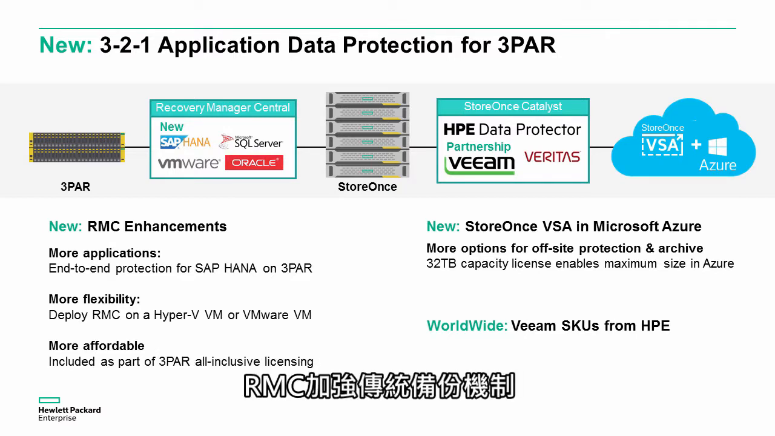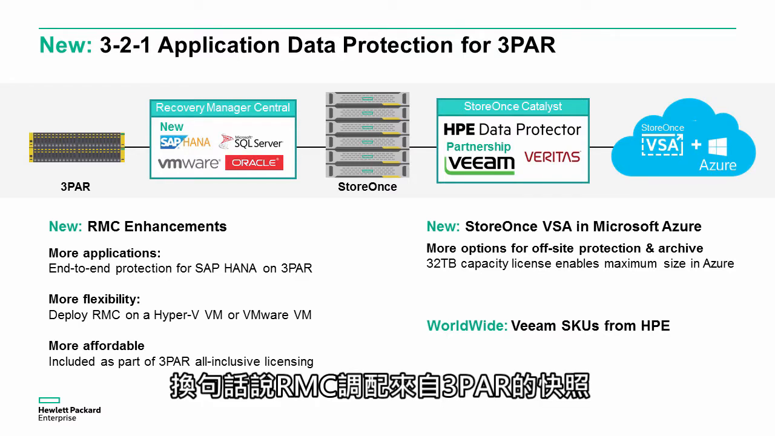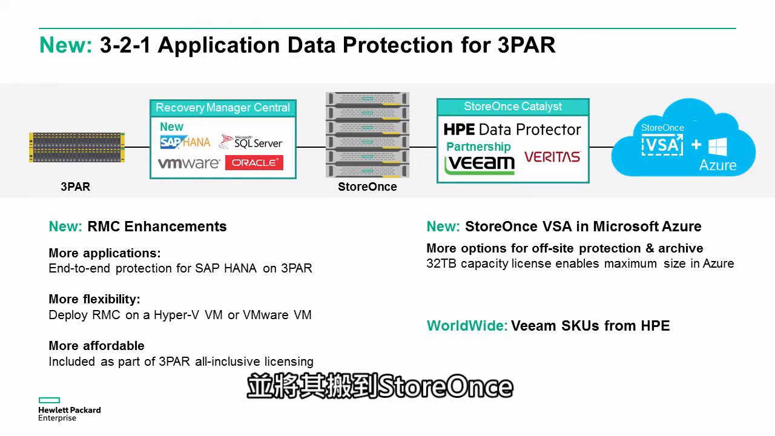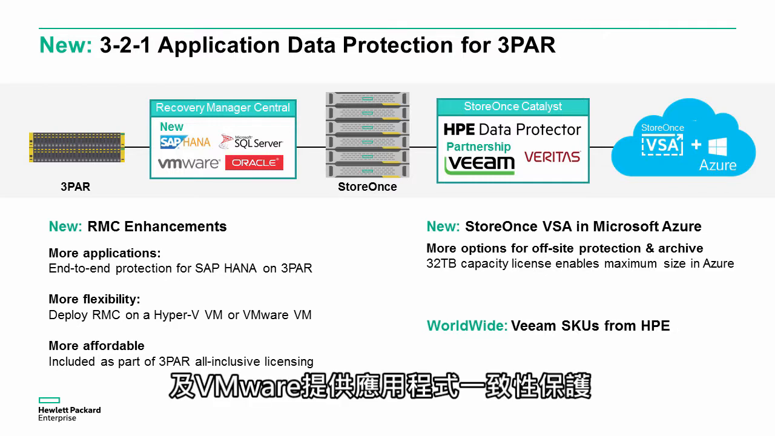RMC augments traditional backup approaches, combining the performance of snapshots with the protection of backups. In other words, RMC orchestrates snapshots from 3PAR and moves them to StoreOnce, creating synthetic full backups, giving you application-consistent protection for SAP HANA, Oracle, SQL, and VMware.